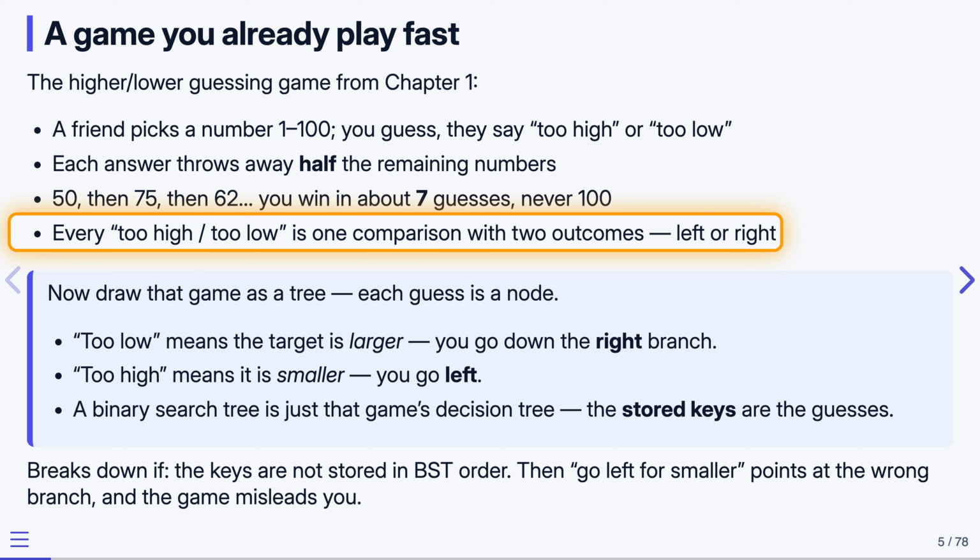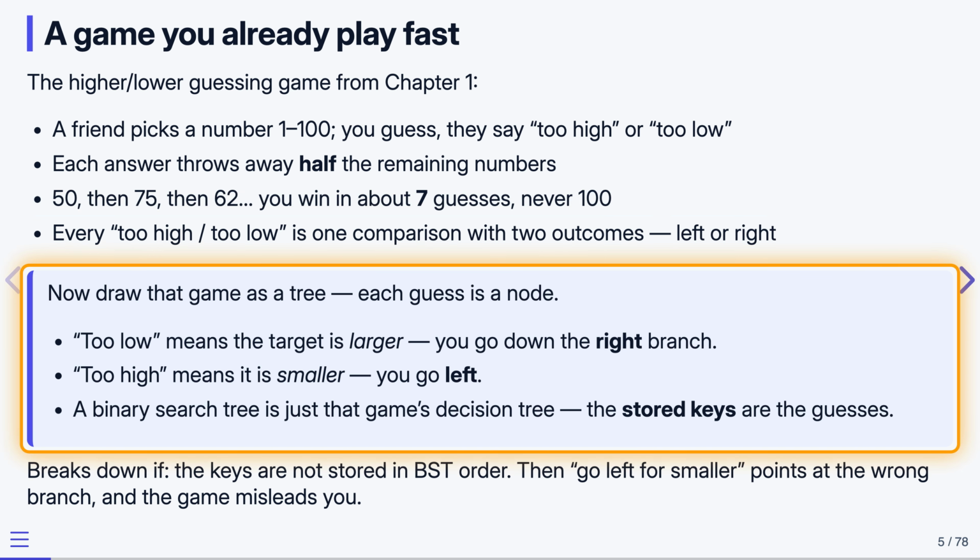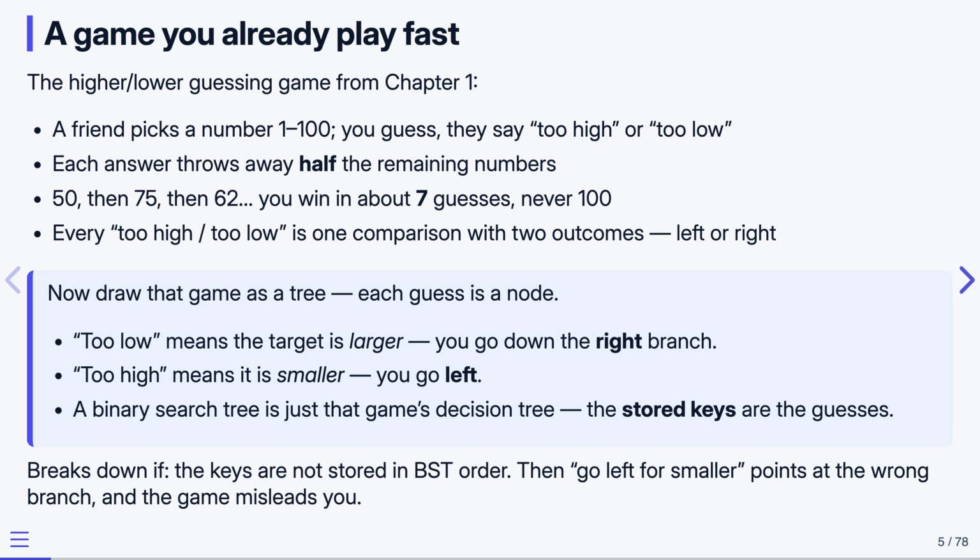Every too high or too low is one comparison with 2 outcomes. Go left or go right. Now draw that game as a tree. Each guess is a node. Too low sends you down the left branch. Too high sends you down the right branch. A binary search tree is just that game's decision tree, and the stored keys are the guesses. This only works if the tree was built in sorted order. If it was not, then go left for smaller points at the wrong branch, and the game leads you the wrong way.